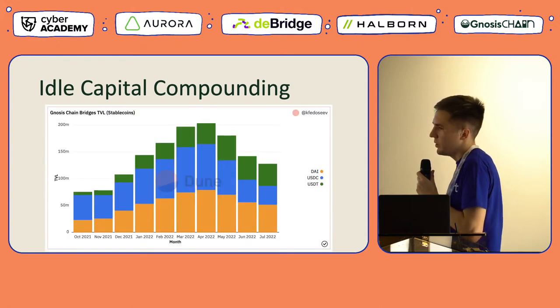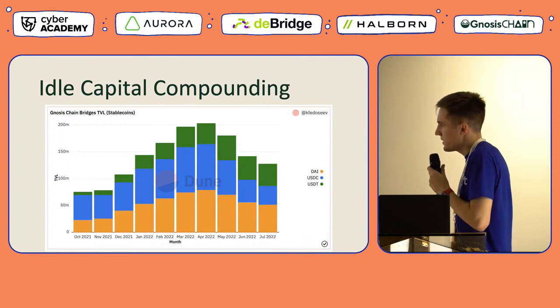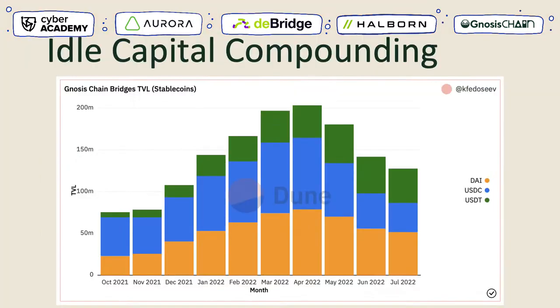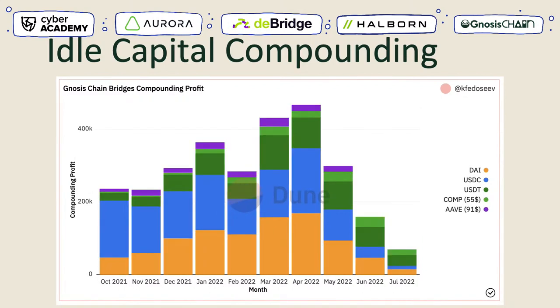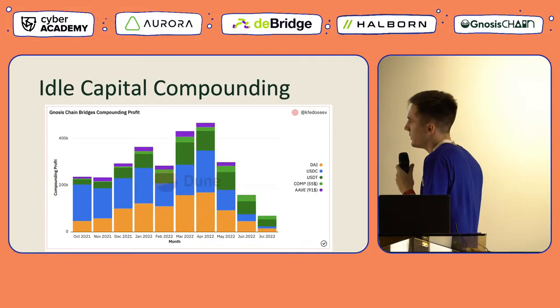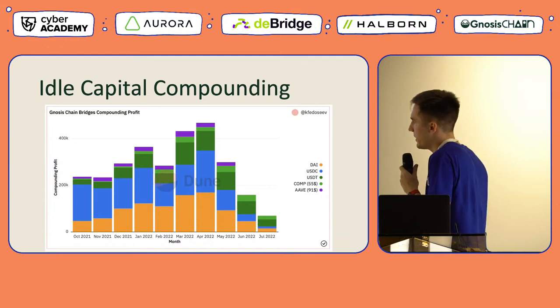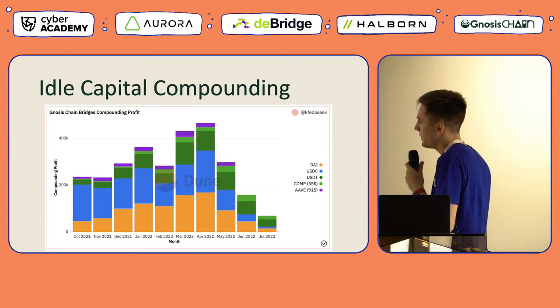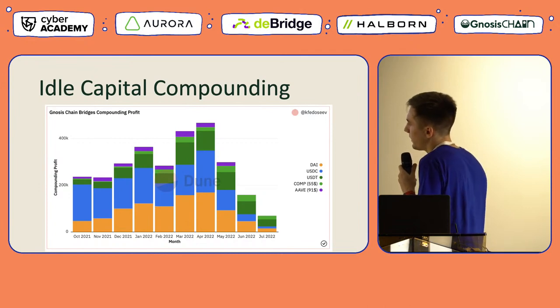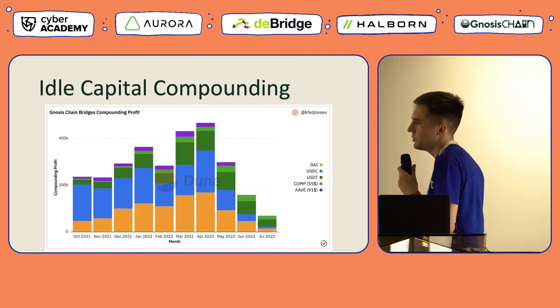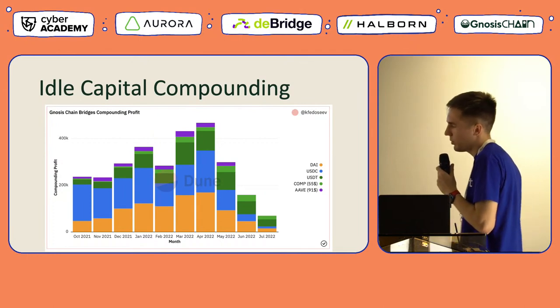If you look at some numbers we achieved at Gnosis Chain, since this solution was deployed in October of last year, the entire TVL of stablecoins in our bridges fluctuated somewhere around 100 to 200 million, all of which were compounded in Compound and other protocols. And this essentially allowed our bridge to securely generate somewhere around 200,000 to 400,000 in profits per month. This included the profit in each of the stablecoins, plus some additional small rewards in governance tokens, which are regularly distributed to lenders and borrowers in Compound and other protocols.